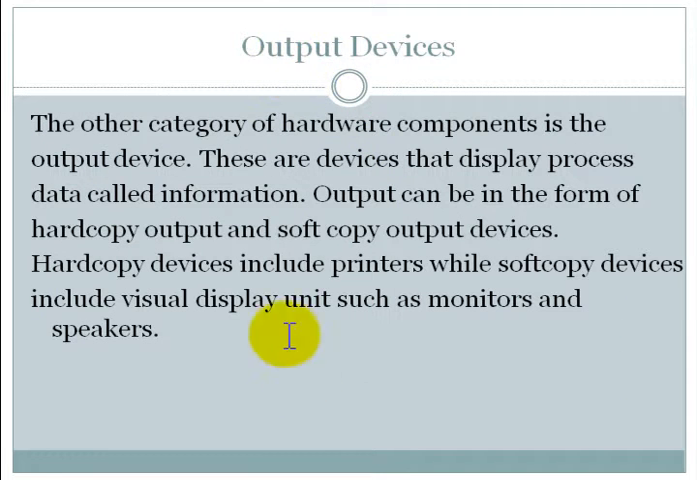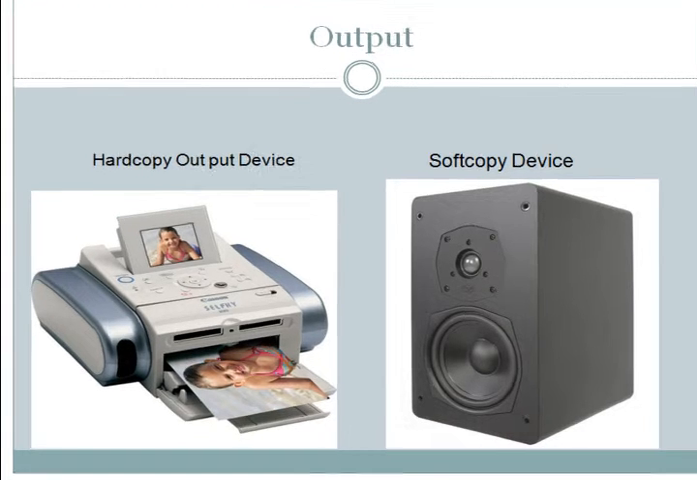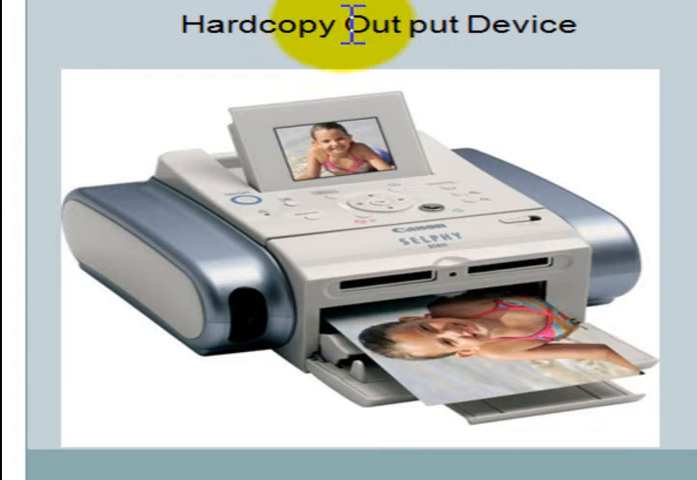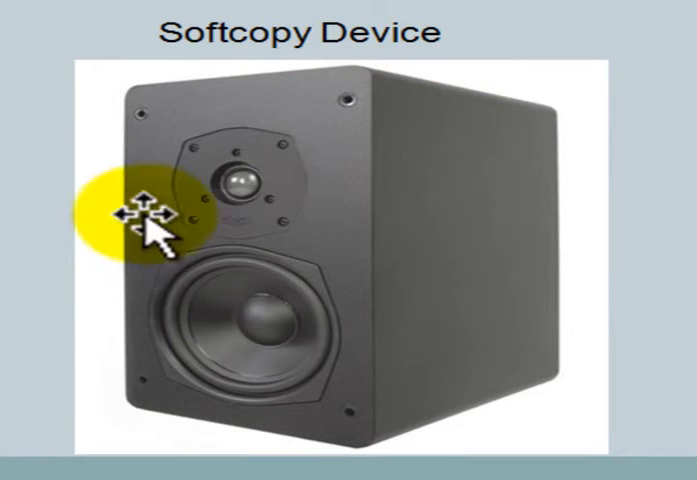Next we will look at the output devices. These are devices that display processed data called information. Output can be in the form of hard copy output and soft copy output. Now, a popular hard copy output device is the printer, and a popular soft copy output device is the speaker.